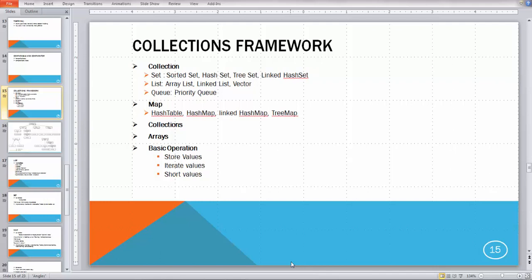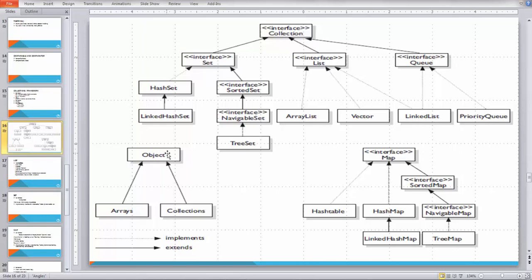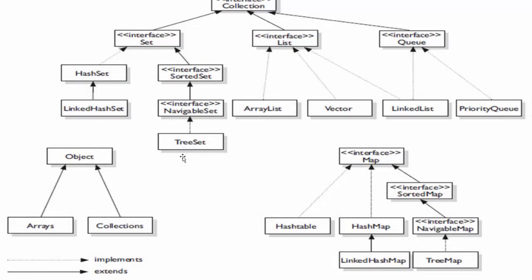So if I show you a very high-level tree structure of the collections available in Java, on top we have an interface called collection. It has a lot of methods which are helpful to perform many operations on the collection. The collection interface is extended by other interfaces: the set interface, list interface, and queue interface.